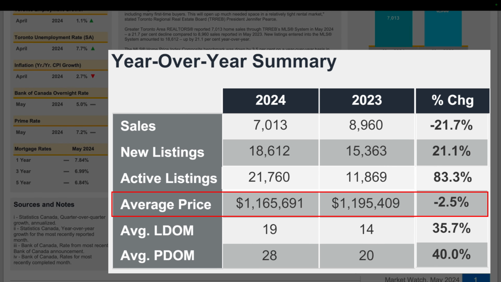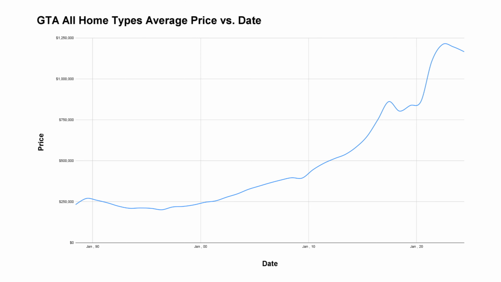The TREB market report shows an average price drop of only 2.5%. When we look at the graph, we can see a minor price adjustment from the peak of the market, and the trend appears to be going downwards. This isn't a surprise given the increase in supply and the drop in demand.